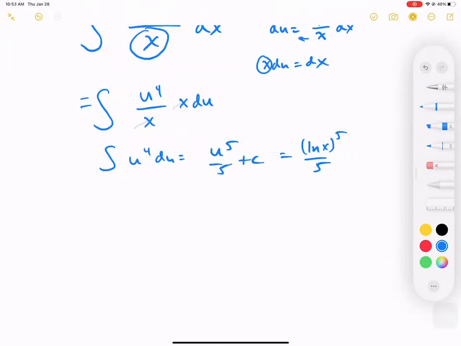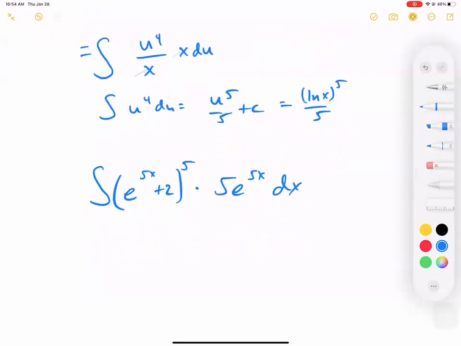Now, this one looks crazy ugly: the integral of e to the 5x plus 2, to the 5th power, times 5 e to the 5x dx. Okay, practicing this. What do you think is going to be our u this time? The u here would be this.